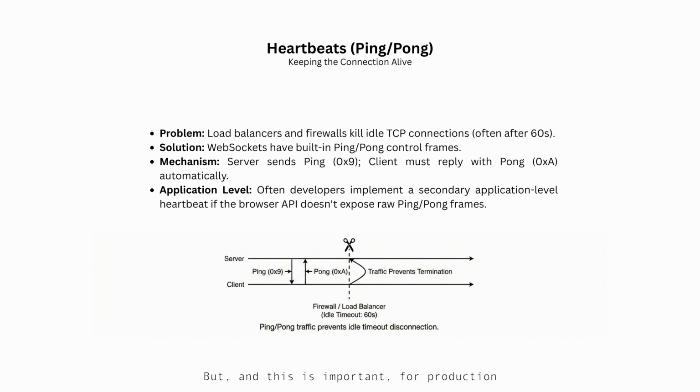But, and this is important for production systems, many developers also implement application level heartbeats. You might send a JSON message like type ping every 30 seconds. Why? Because the browser's WebSocket API doesn't expose raw ping pong frames, so you can't easily detect if the server is actually processing or just the TCP is open. Application heartbeats give you that visibility.